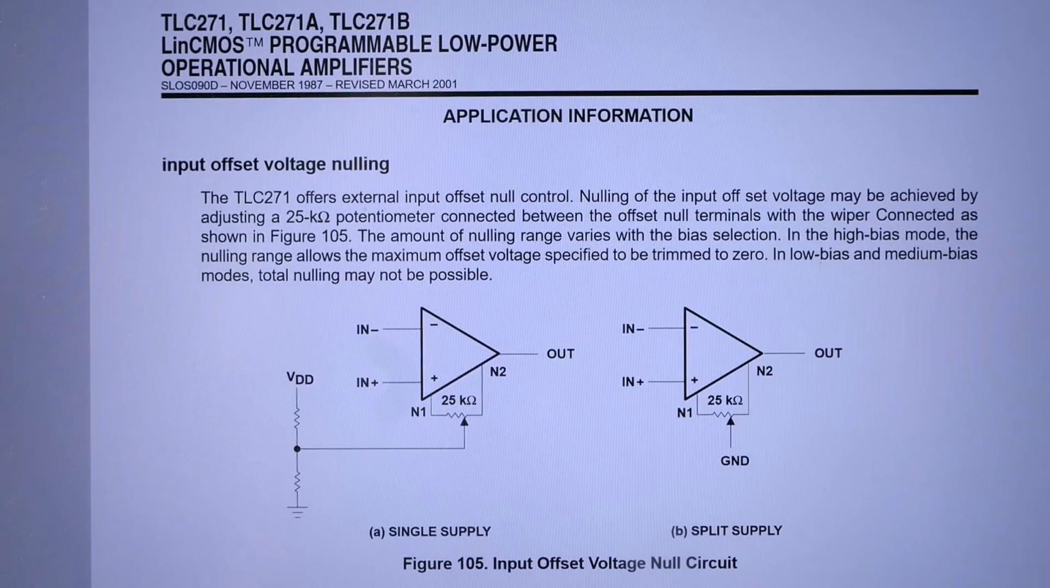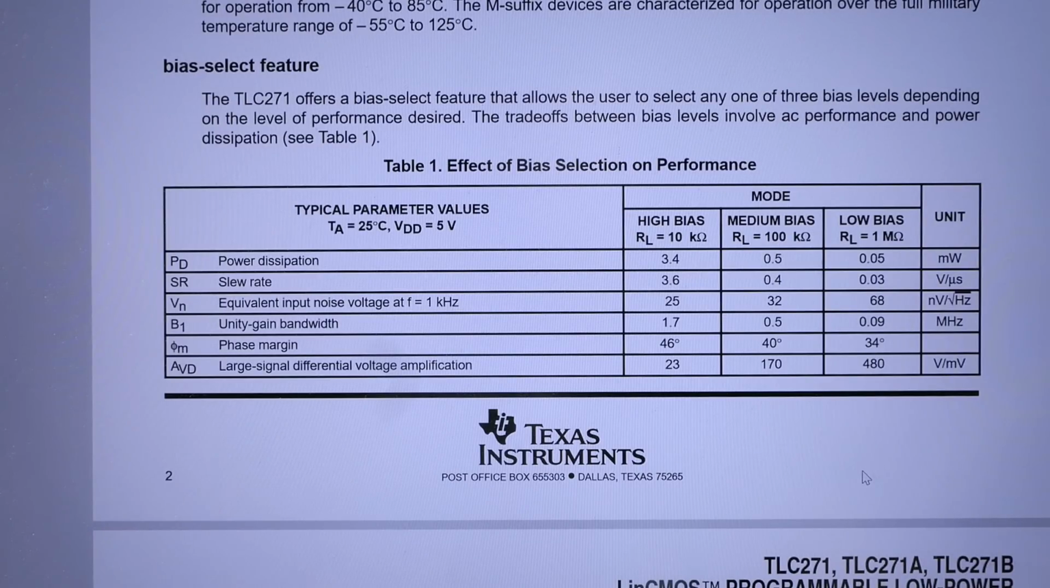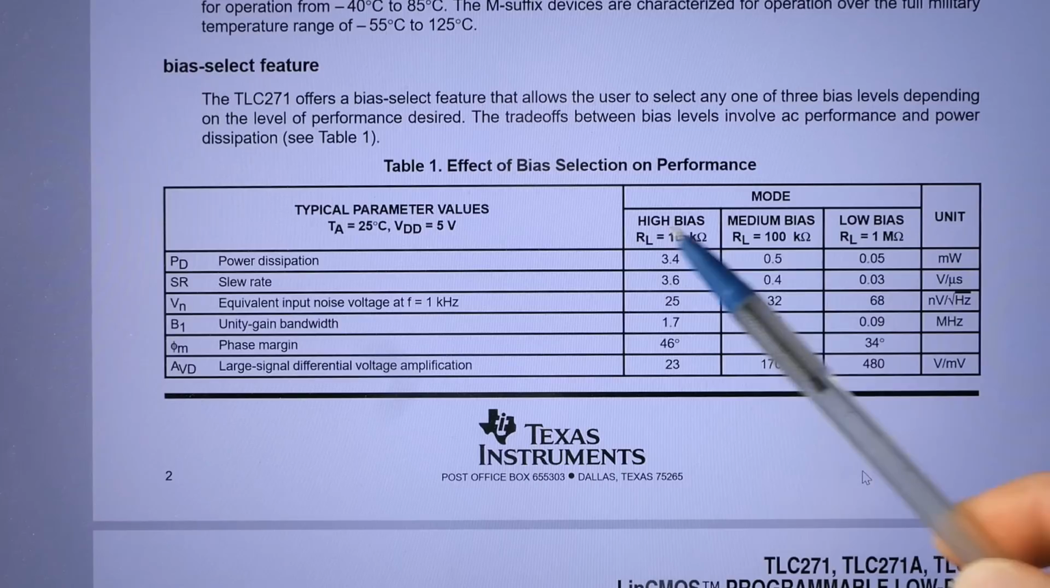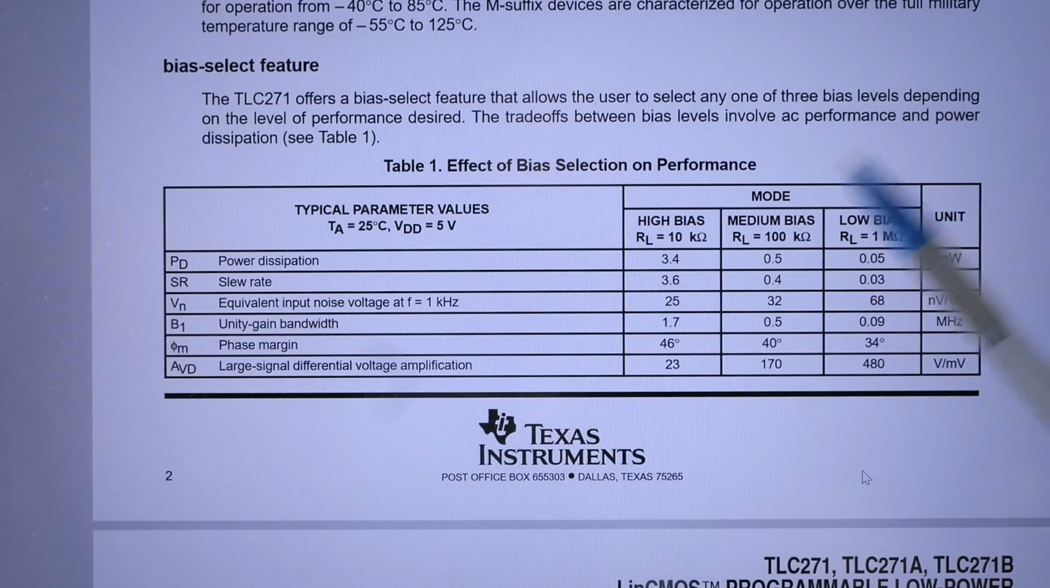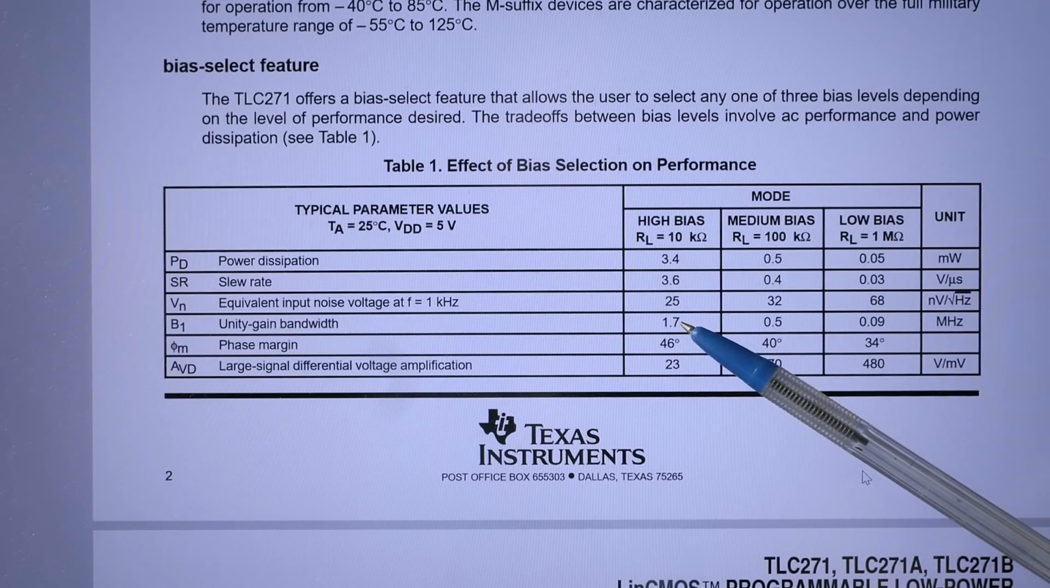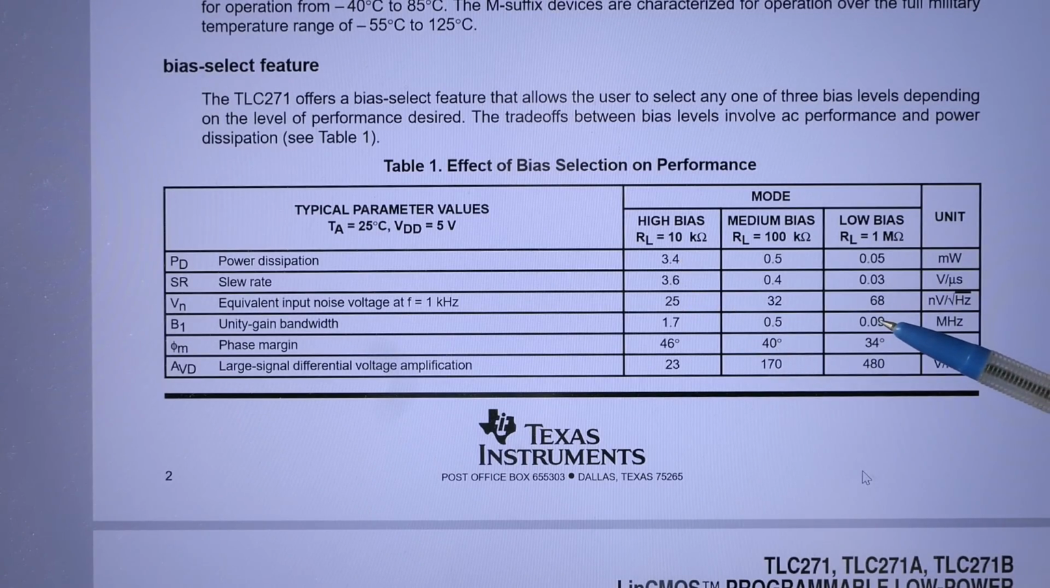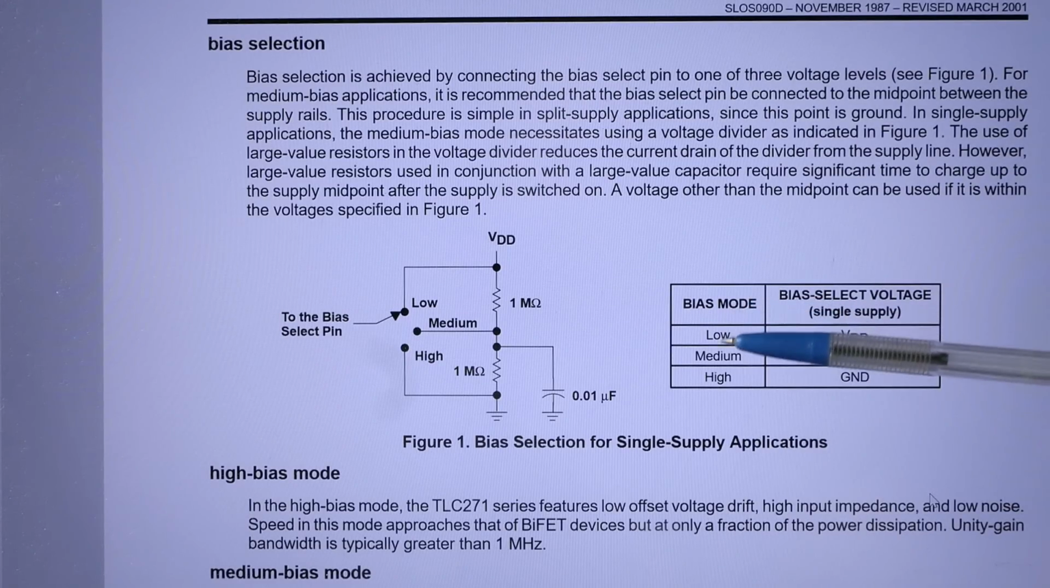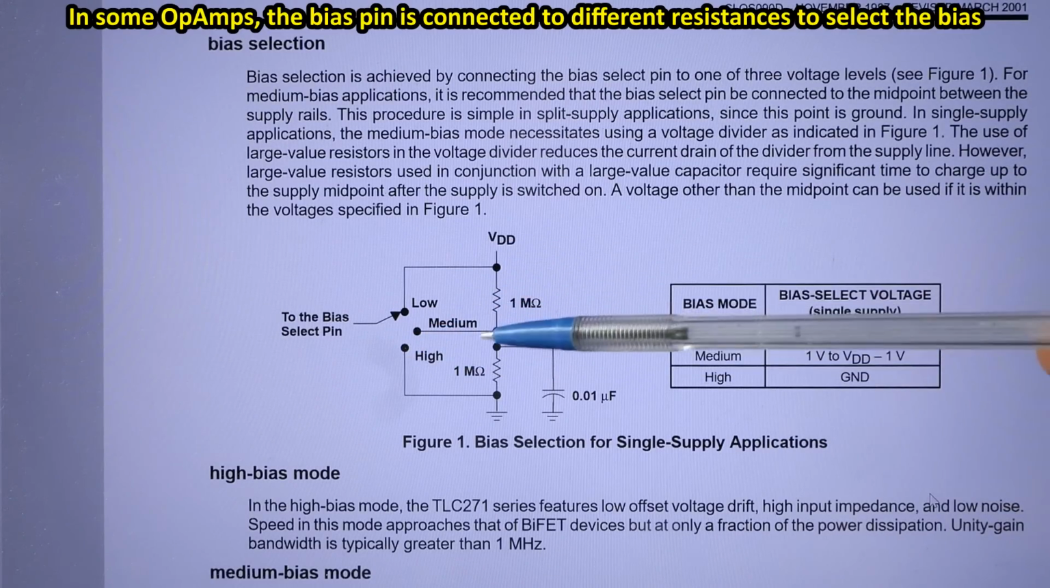A different op-amp. For this type the datasheet recommends 25 kΩ for the offset null potentiometer, and it requires a resistive divider for a non-symmetrical supply. And I should also mention, some op-amps have a bias select pin. Here you can set 3 different modes of operation. For example, in the high bias it's the fastest, but also draws most power. In the low bias it's the slowest, but also draws the least power. And to select different bias modes, the bias pin is connected to different voltages.